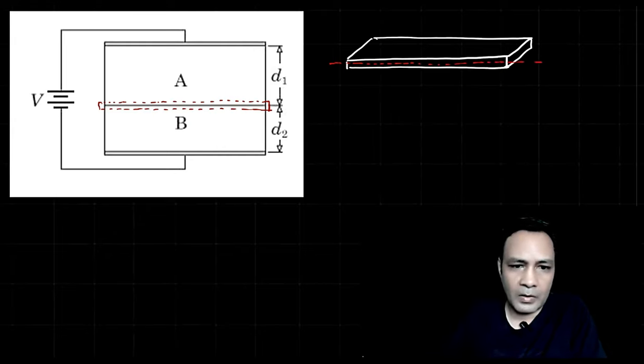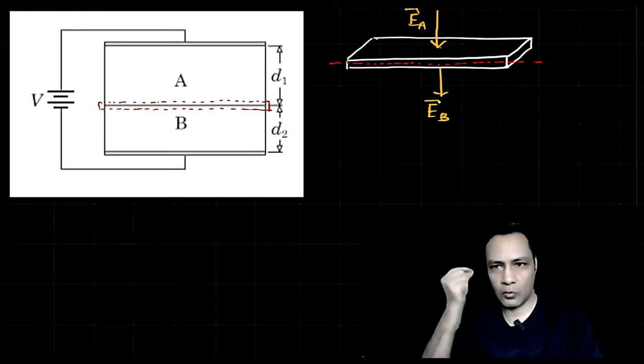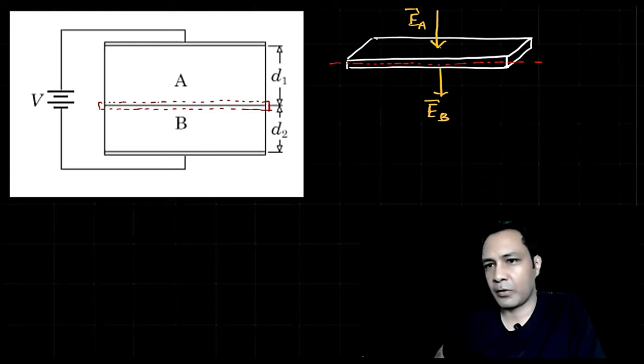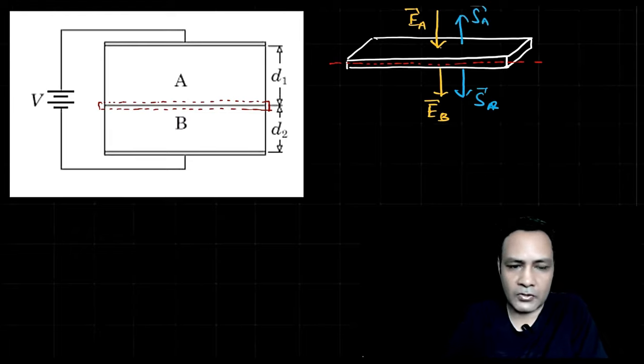So here at this interface, this is in A, the electric field is EA vector, and here the electric field would be EB vector. On all the four other surfaces, the electric field will be perpendicular to the area vector, so no flux would be there. The area vector is always the outward normal, so that is SB here, and here it is SA. So just apply Gauss law on this Gaussian surface.